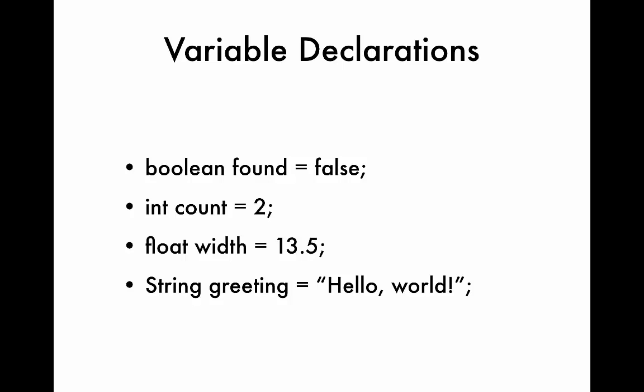For example, here the Boolean variable found is initialized to false. The integer count is initialized to 2. The float width is initialized to 13.5, and the string greeting is initialized to hello world.